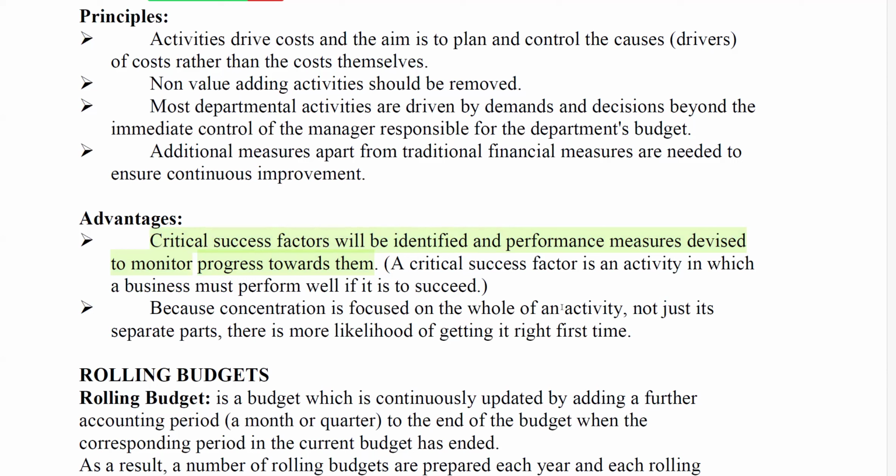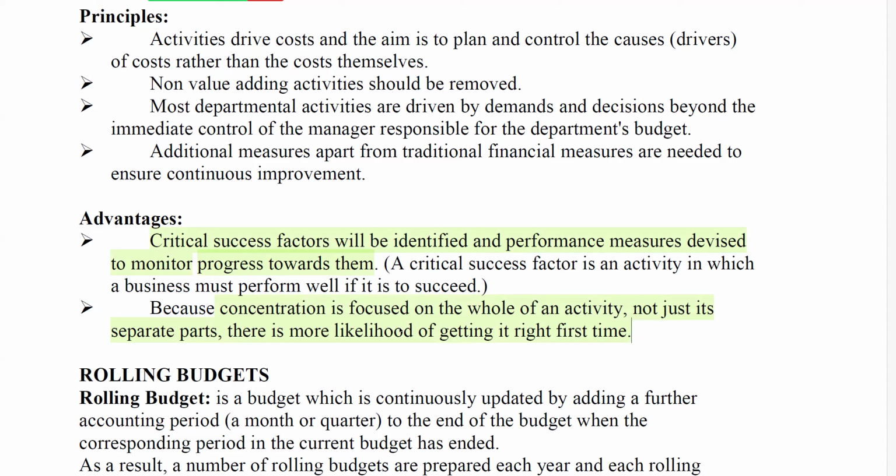So what activities must you perform well to succeed, and which ones must be eradicated? Now, because concentration is focused on the whole of an activity, not just a separate part, there's more likelihood of getting it right the first time, right? Or even if you're not getting it right the first time, you should try to get it more right the next time. So still having a culture of total quality management, right?